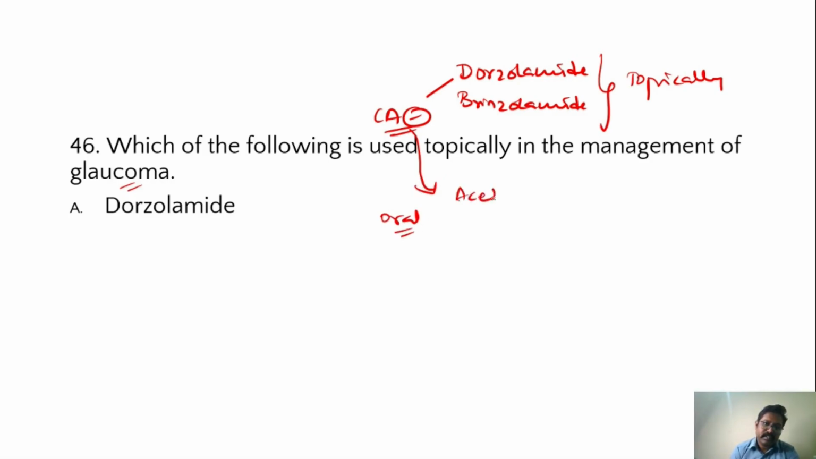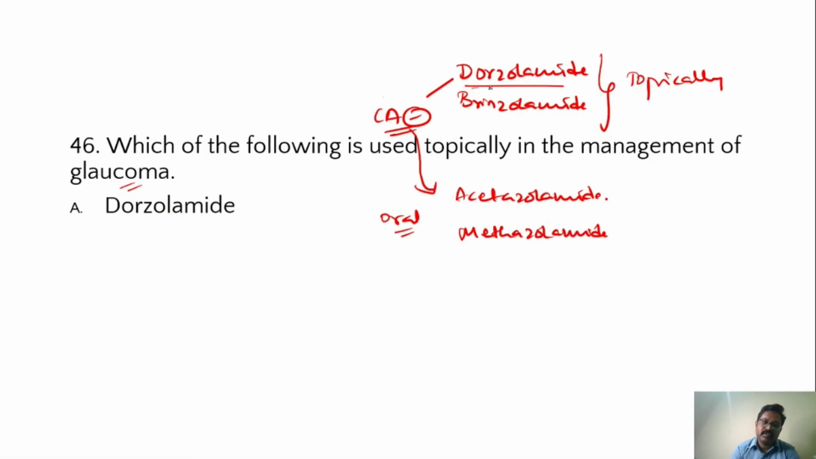They are acetazolamide and methazolamide. So if they had asked regarding only the topical drug with respect to carbonic anhydrase inhibitors, you need to go with dorzolamide.